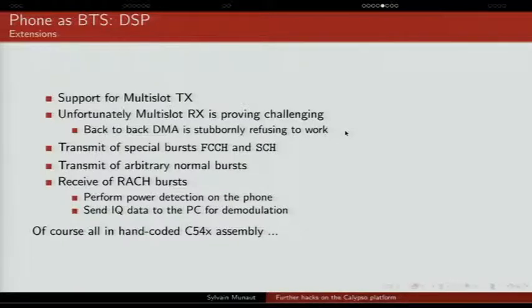The third thing was, if you remember the start of the talk, I mentioned the 4 different types of bursts, and more specifically the FCCH and SCH bursts. Those are only transmitted by the network, which means the phone has absolutely no function to send those bursts. So the transmission of those bursts had to be implemented. Transmitting normal bursts, well, the phone usually does that, but it does it in a way that doesn't fit us, because we want to transmit arbitrary normal bursts. The phone usually transmits those bursts for a specific logical channel, and we want to support multiple logical channels.